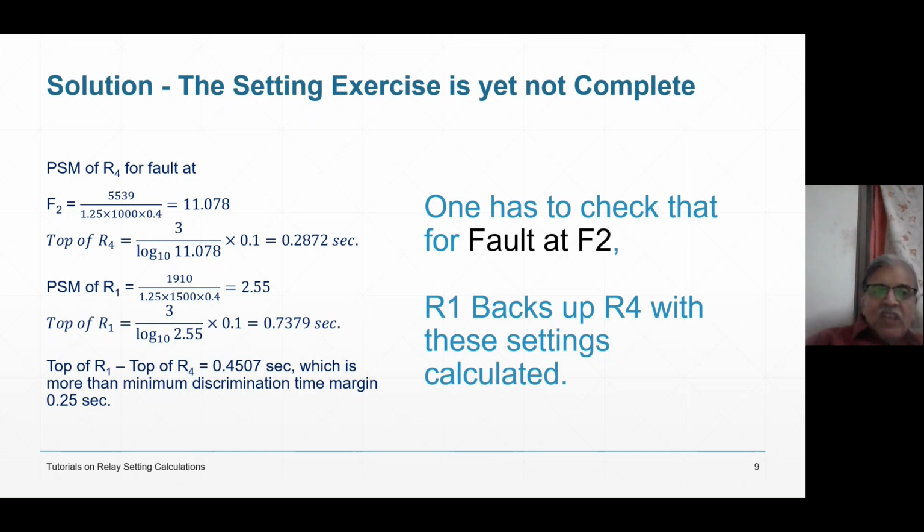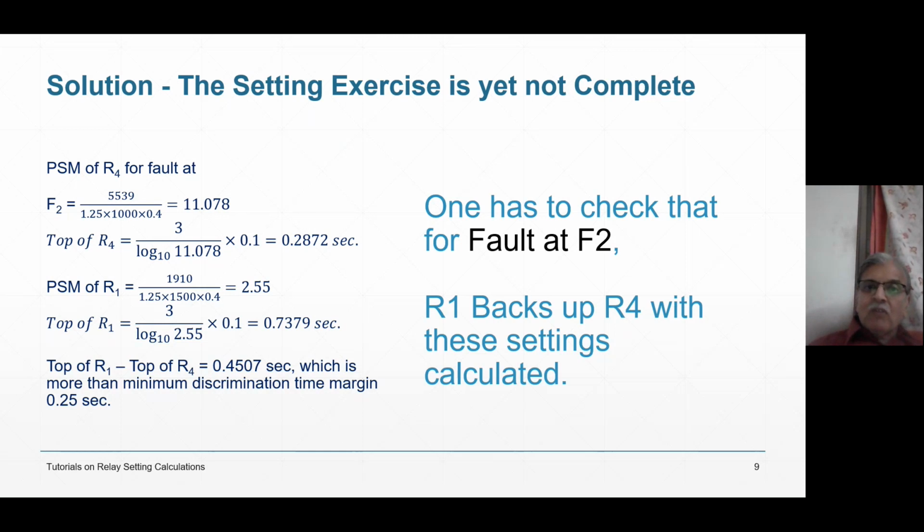Top of R1, I am not changing anything. Plug setting and TMS also 0.1, I am not changing. I am getting 0.7379. I am finding out the difference, 0.7379 and 0.2872. Difference is 0.4507, which is more than 0.25. So my exercise is over just in one iteration.